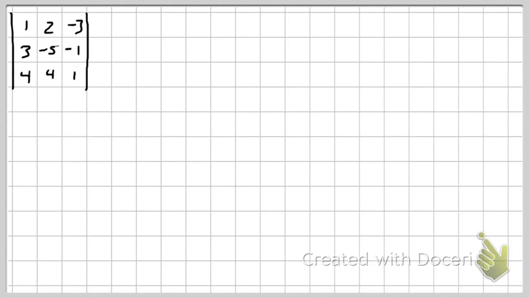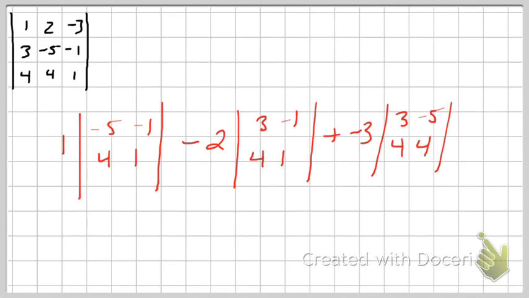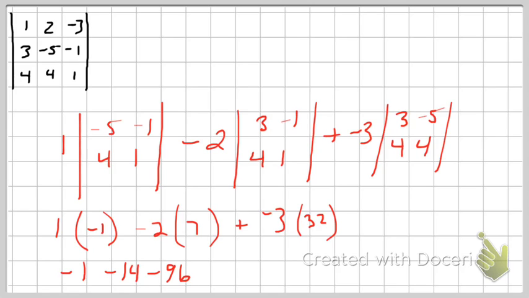Why don't you try one all by yourself? There's my setup. Check and see that you set yours up correctly. Miss Piggy. My 2x2s should be -1, 7, 32, giving me -111.